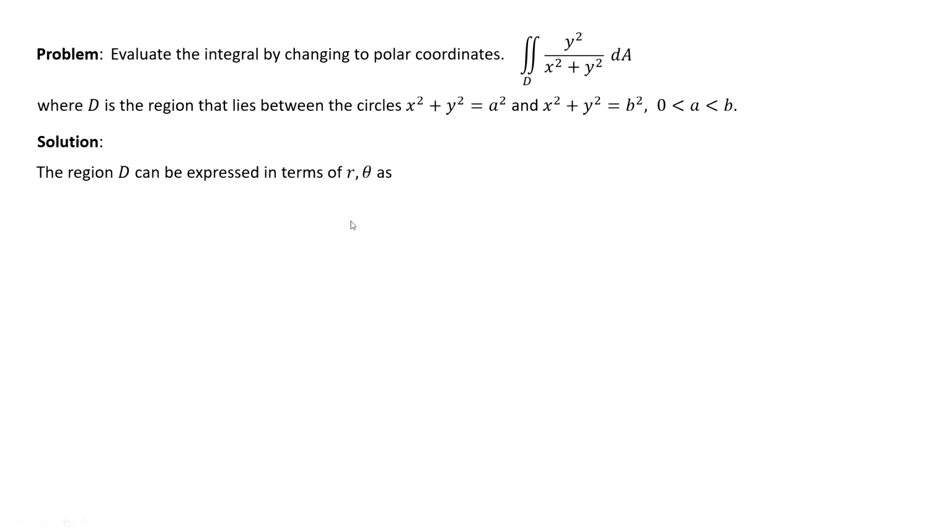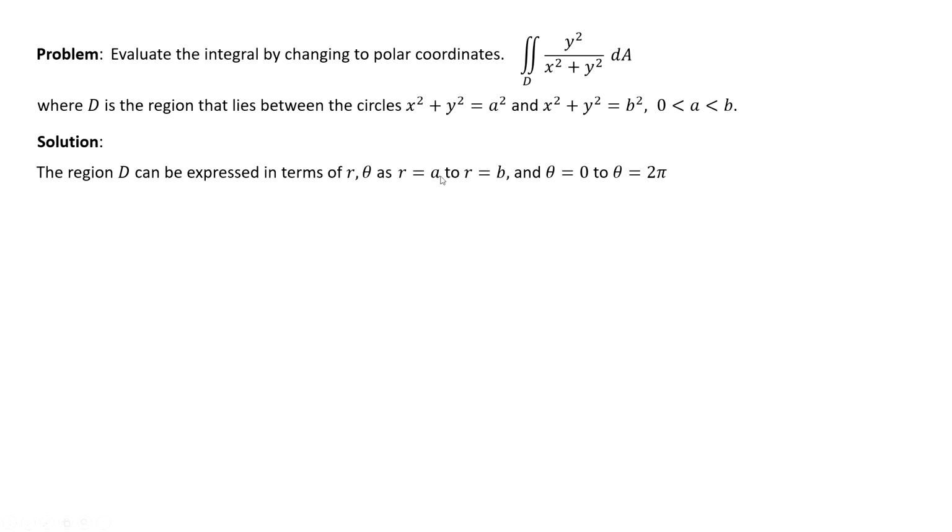So, the region D expressed in terms of r and theta is, the region D. Can we take this region and express it in terms of r and theta? That's the key. Okay. Would you agree? This is nothing but a circle with radius a. And this is a circle with radius b.